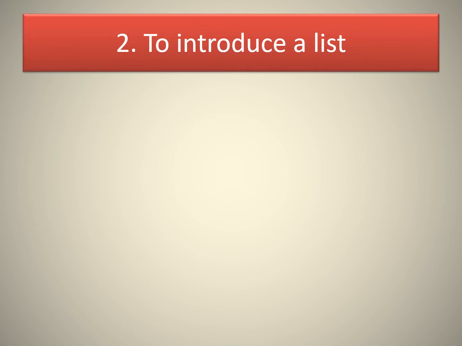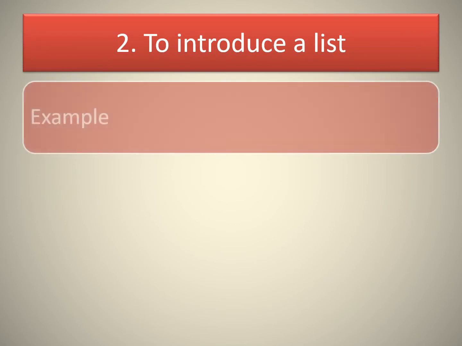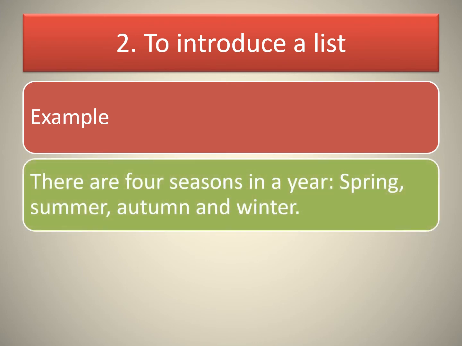Number 2 here, it introduces a list. Let's see the example here. There are 4 seasons in a year. That's a complete sentence, and it introduces a list. So this is the list. What are these 4 seasons? Spring, summer, autumn, and winter. So this is easy. You're just introducing a list of things, or a list of items.